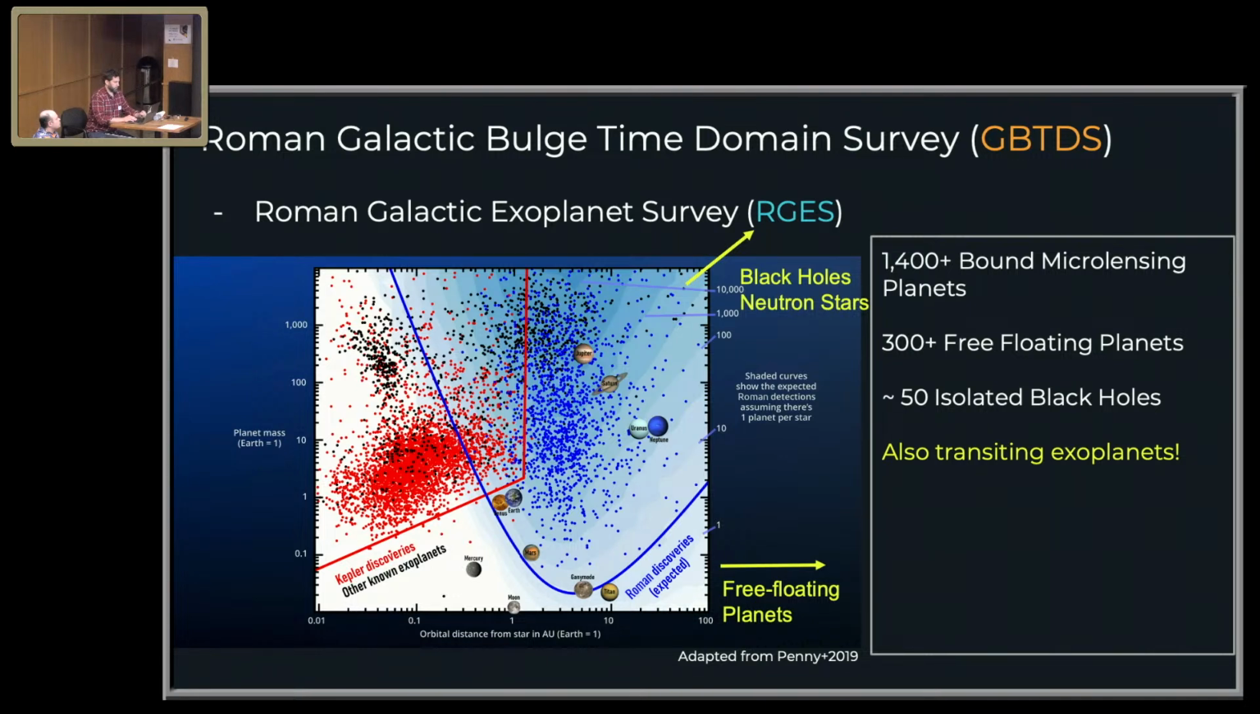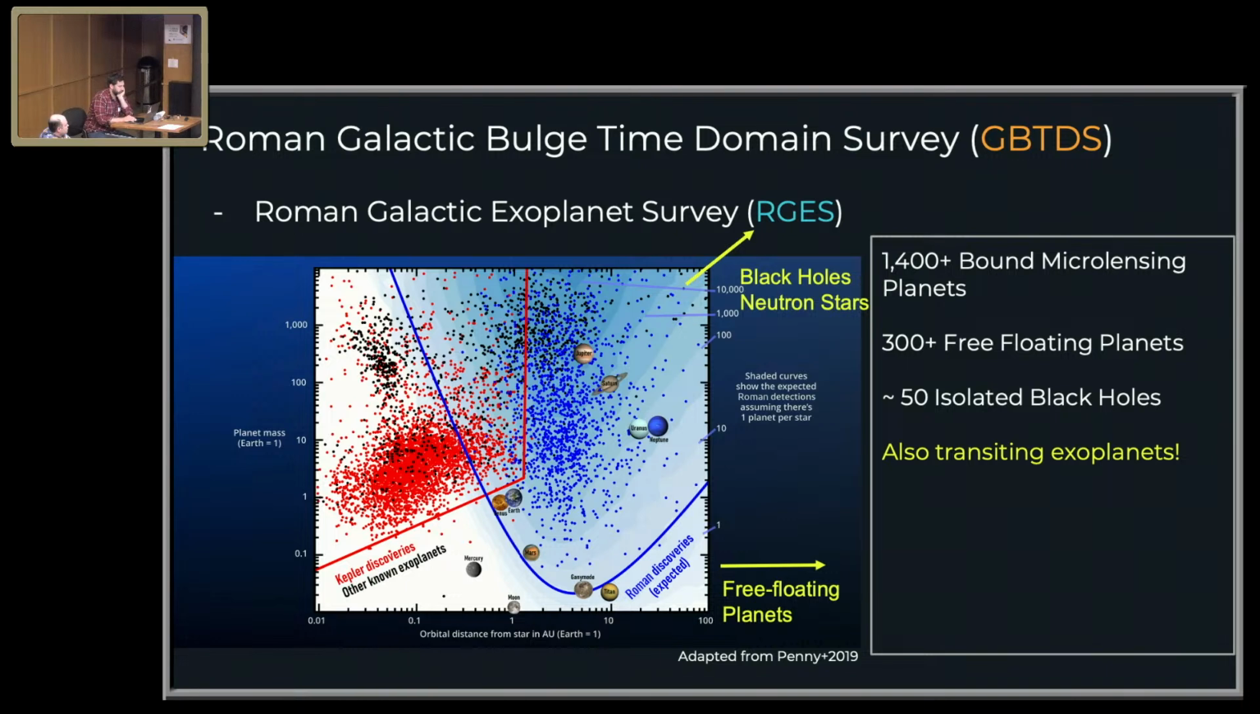I'm sure a lot of people are familiar with a figure like this, but these are generally the expected yields for the microlensing survey on Roman, orbital distance versus planet mass. So about 1,400 or more bound planets, 300 or more free-floating planets, and 50 or so isolated black holes and neutron stars and other compact objects.